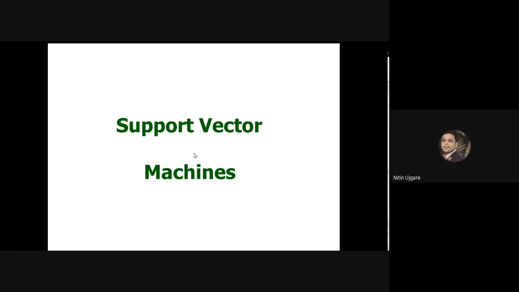And we have also seen that the perceptron algorithm, or perceptron classifier, has the ability to adjust or update its weights in order to correctly classify the misclassified instances or data points.